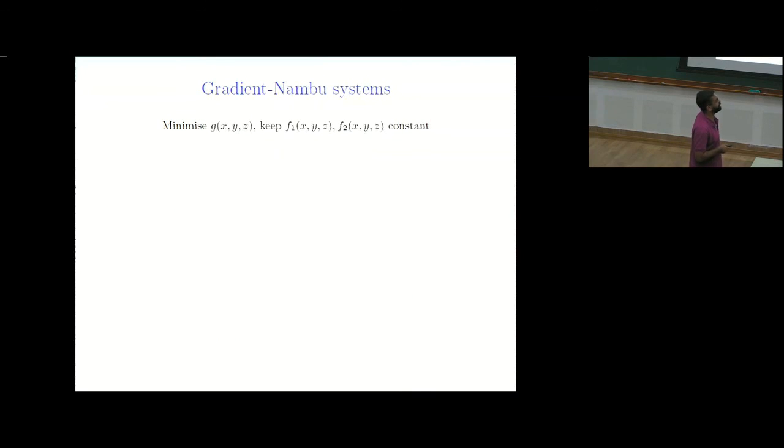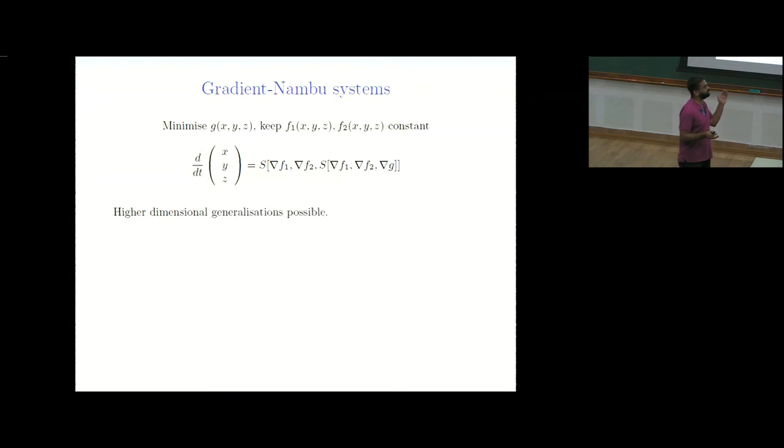Okay, so let's try this again in 3 dimensions, where now we will keep 2 functions constant and try to minimize a third function. It turns out you have to do basically the same idea, where you take the Nambu bracket of the things you want to keep constant, their gradients, and then twist it with what would have happened if you kept all 3 constant. This is the basic logic always, right? Higher dimensional generalizations are certainly possible.